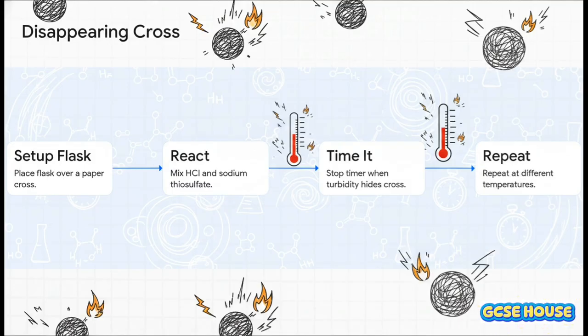It brilliantly illustrates how hotter temperatures don't just speed up particles so they collide more often, but critically, it gives them more activation energy. As the reaction makes a cloudy precipitate, turbidity shoots up until boom, that cross disappears. Less time on the clock, that means a faster rate.